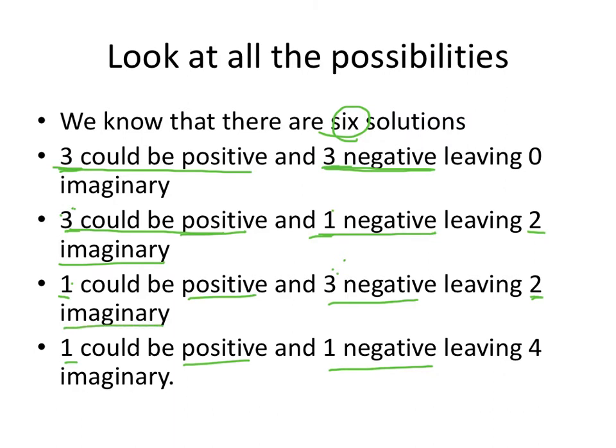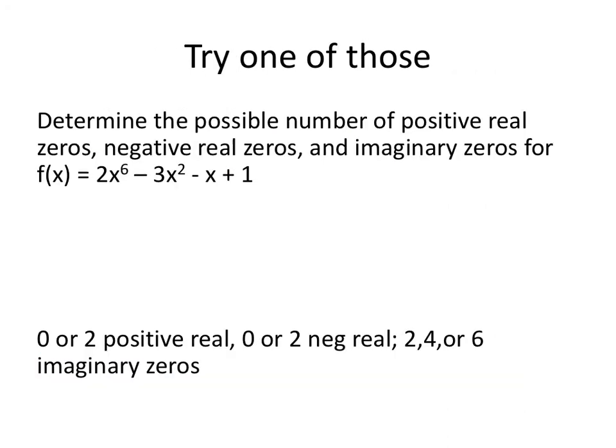Or we have one positive and one negative, so that only makes 2, which means 4 of them are imaginary. I understand this is brand new, and it's a little bit hard to get the very first time, so we're going to do this some more in class, but it's really not too bad once you get the hang of it. So let's practice one more time.